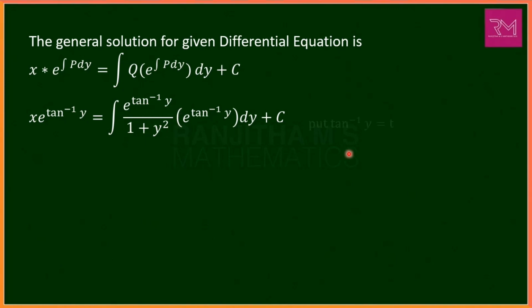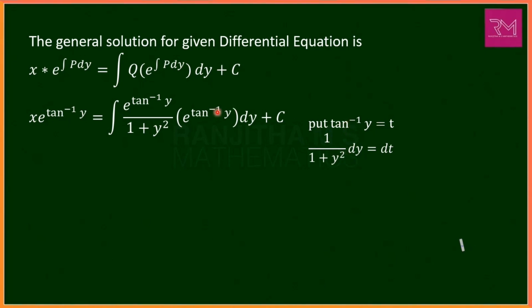So, to simplify the integration, in the next step, we put t in the place of tan inverse y. Therefore, differentiating this term with respect to y, we get differentiation of tan inverse y is 1 by 1 plus y square into dy, which is equal to, here differentiation of t is dt.